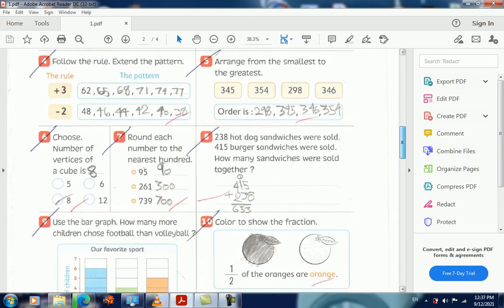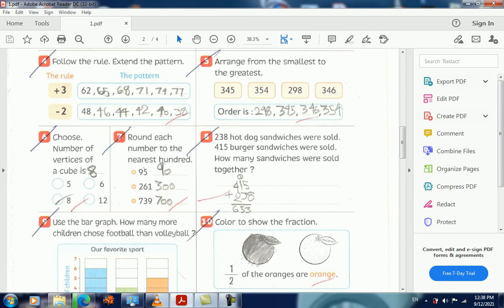Number 4, follow the rule, extend the pattern. So they wrote the first number in the pattern, and then they gave you the rule. We have the pattern starting with 62, and the rule is plus 3. This means we are going to add 3 each time. So 62 plus 3 is 65. 65 plus 3, 68. 68 plus 3, 71. 71 plus 3 is 74. 74 plus 3 is 77.